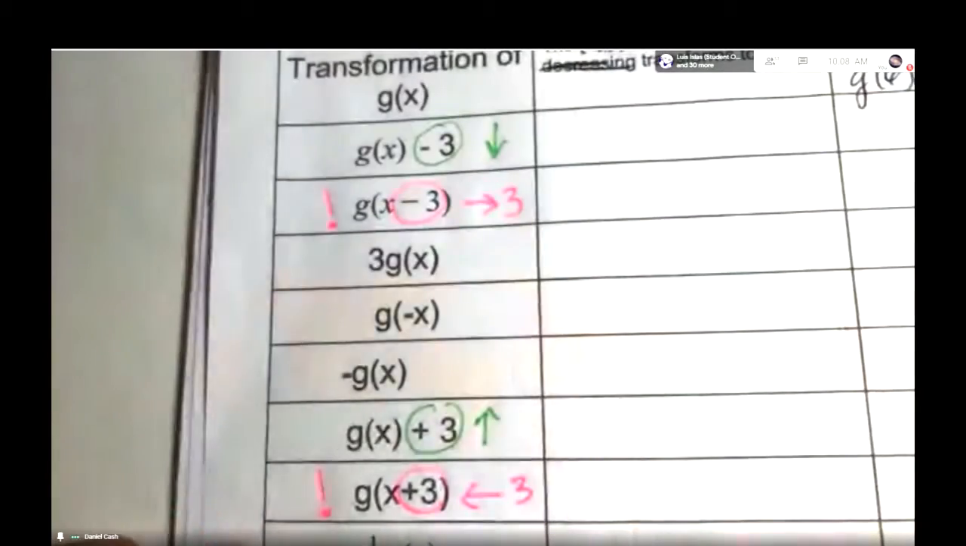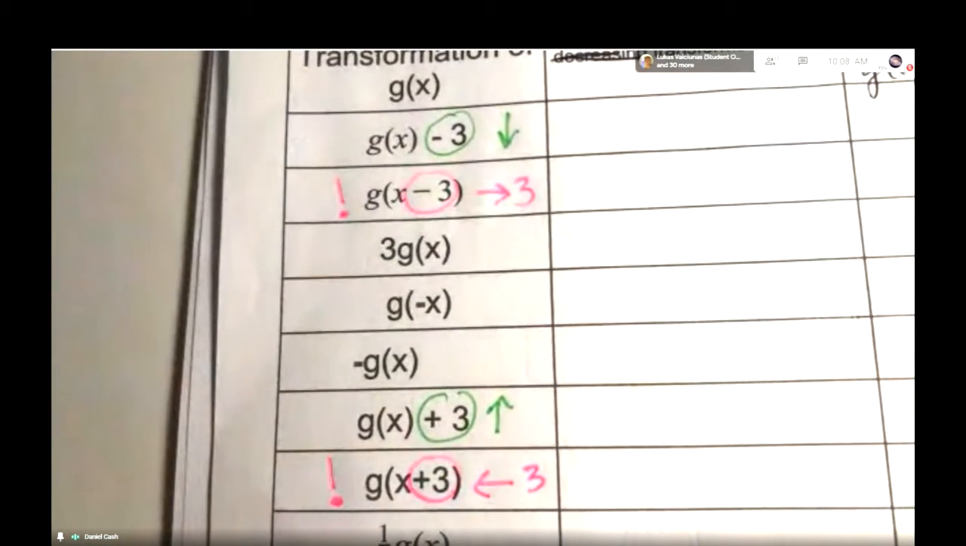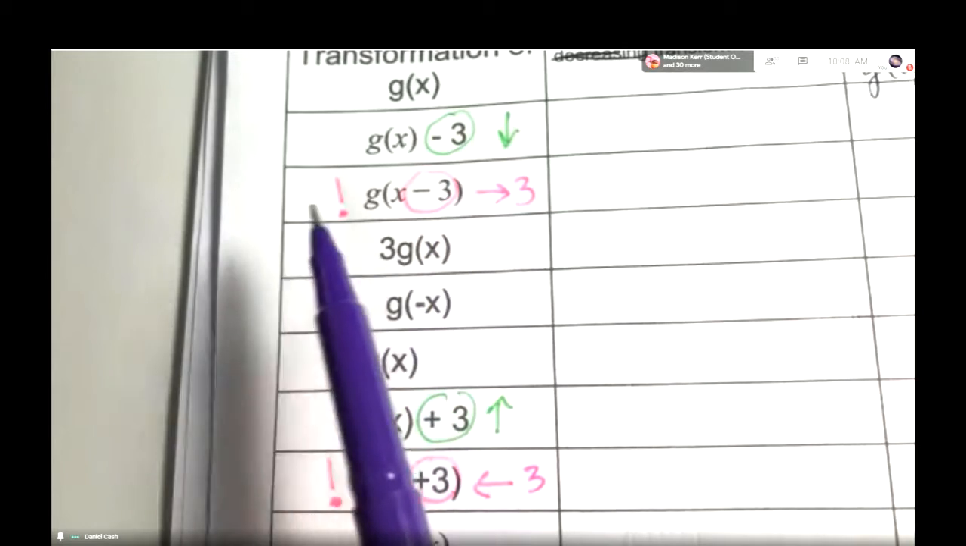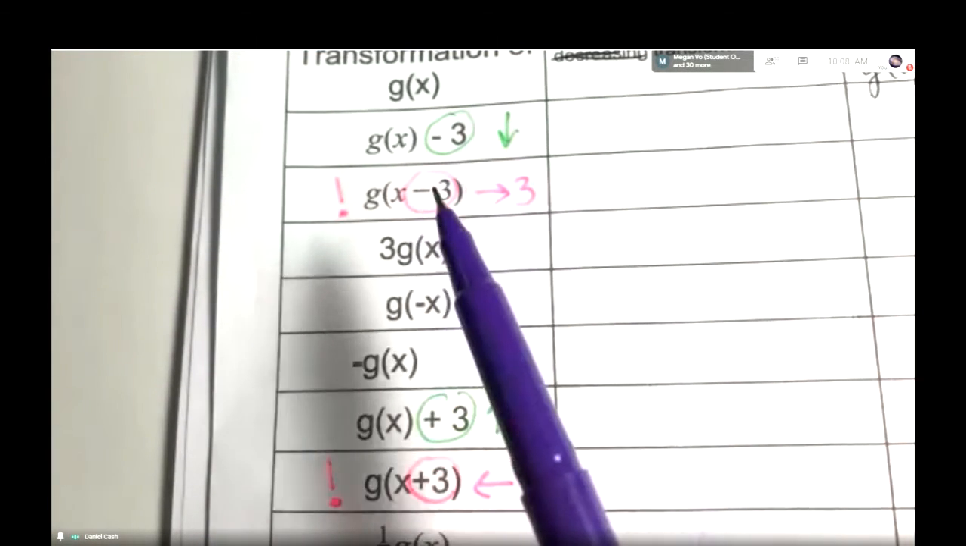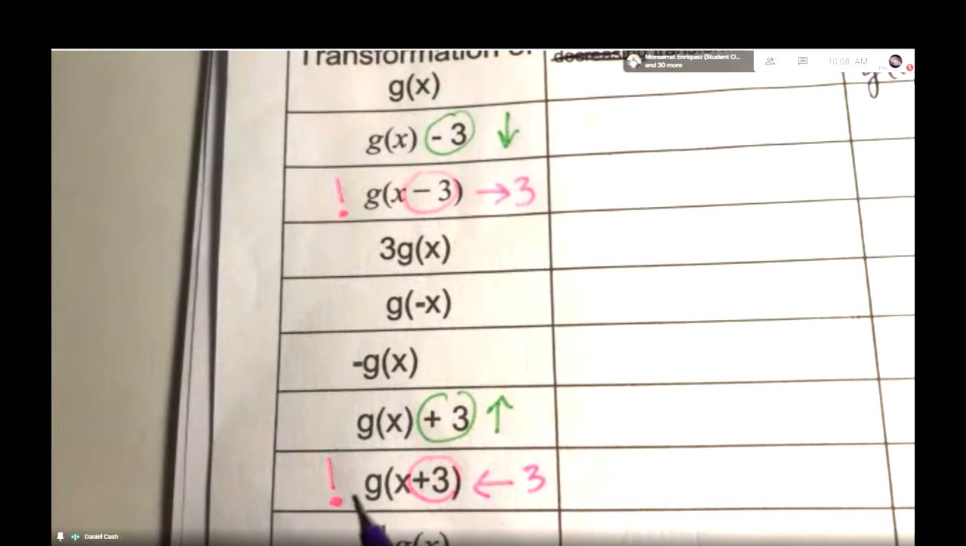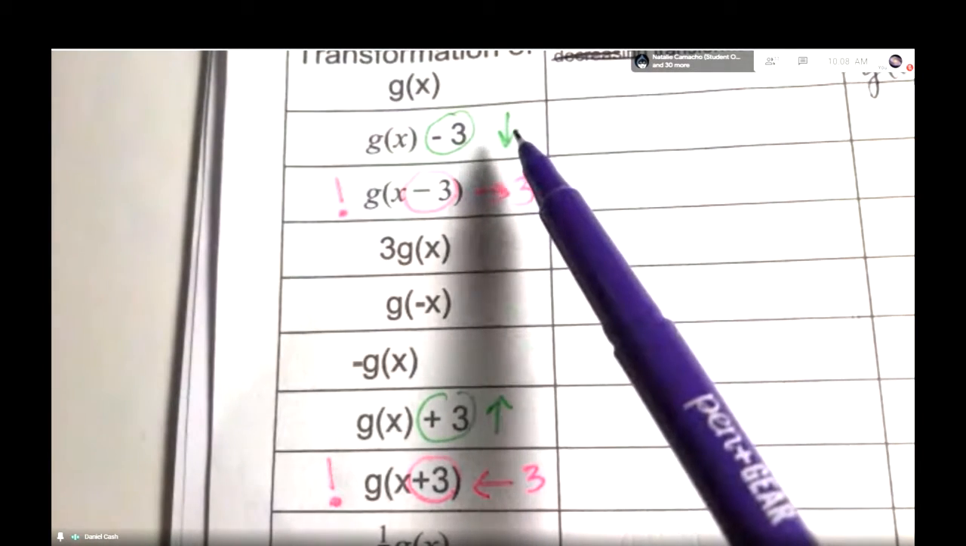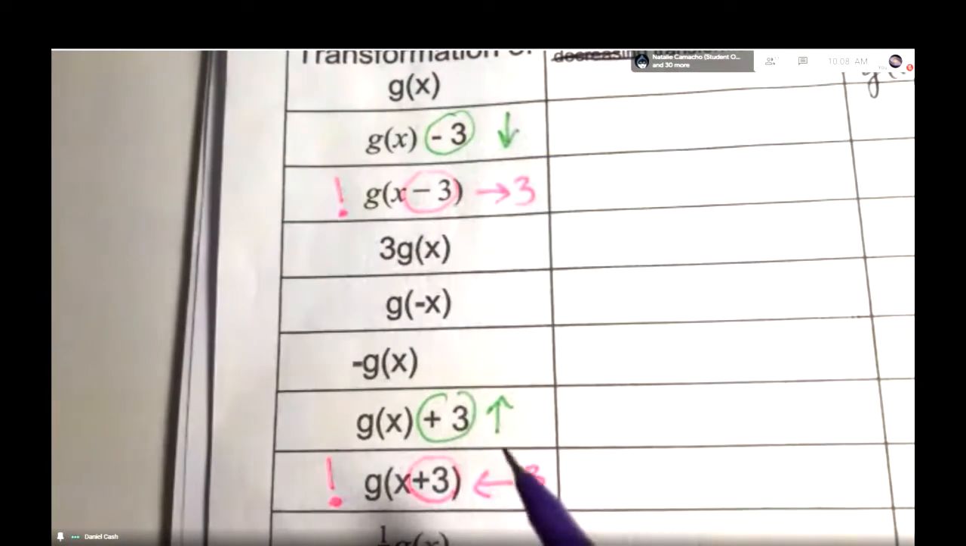Now we have to be careful here. Because intuitively, +3 on the x-axis is that way. It's to the right. -3 on the x-axis moves that way. But since you're affecting the input of the function here, we have to be careful. It's actually opposite. So this is the only one that's not intuitive. -3 like a thermometer moves down. +3 like a thermometer, the heat goes up. But when you're affecting the inside, everything is opposite. That's what the exclamation point means. Questions, concerns, comments?